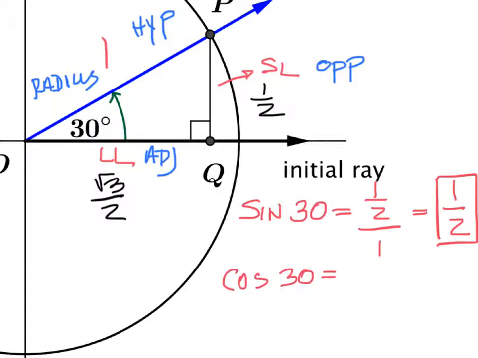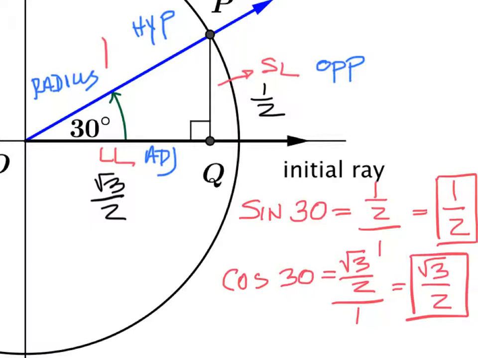And then for the cosine of 30, it's adjacent over hypotenuse, so square root of 3 over 2, over the hypotenuse 1. Of course, that's just square root of 3 over 2. Now sine 30, we're not going to write it as 0.5. We're just going to leave it as 1/2. And cosine 30, just square root of 3 over 2. We're not going to make these into decimals. And when you find sine 30 and cosine 30, you have by default found the coordinate.